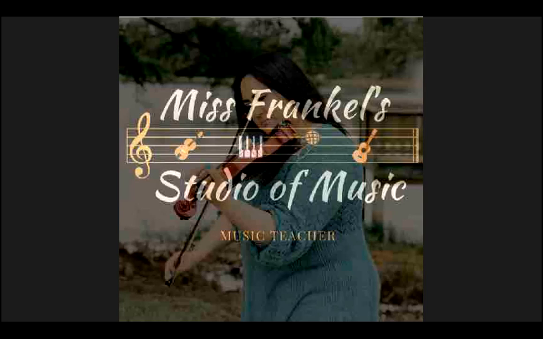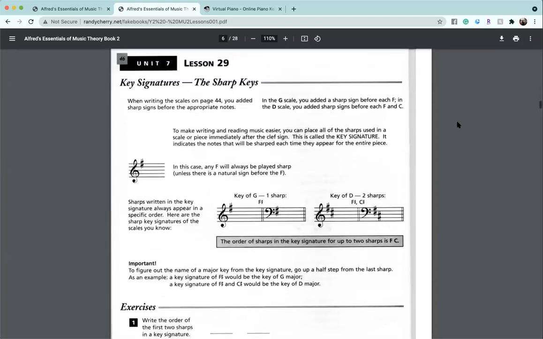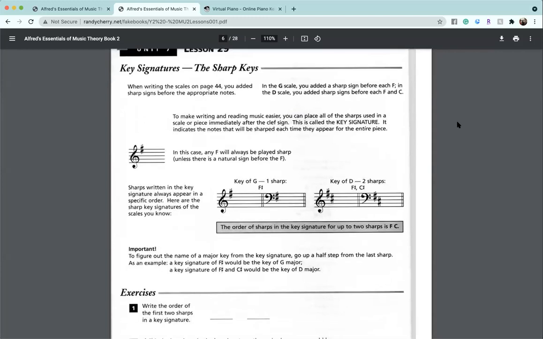If you're not my student and you don't have this book, let's follow along. Page 46. We're going to be talking about the sharps. To make writing and reading music easier, you can place all the sharps used in a scale or piece immediately after the clef sign. Pretty cool, huh?